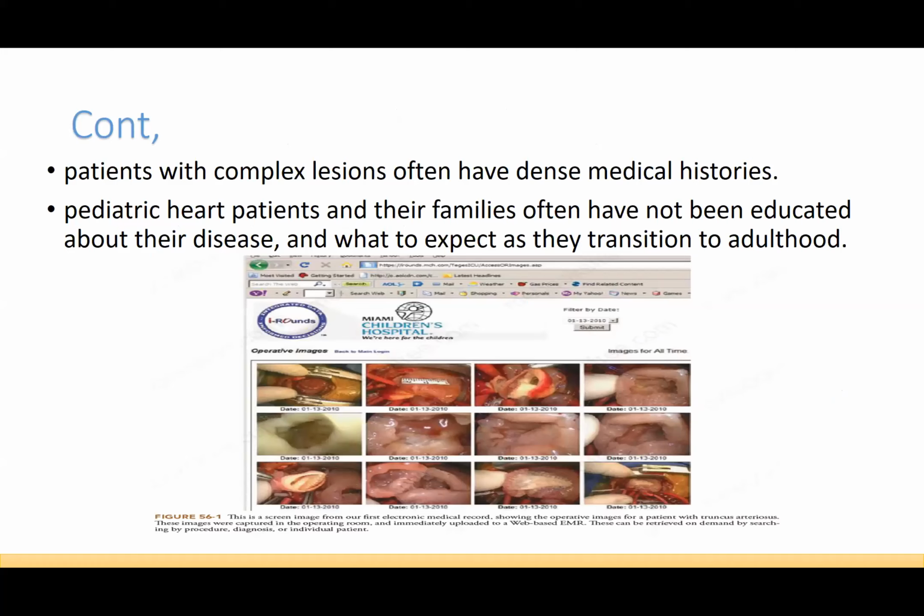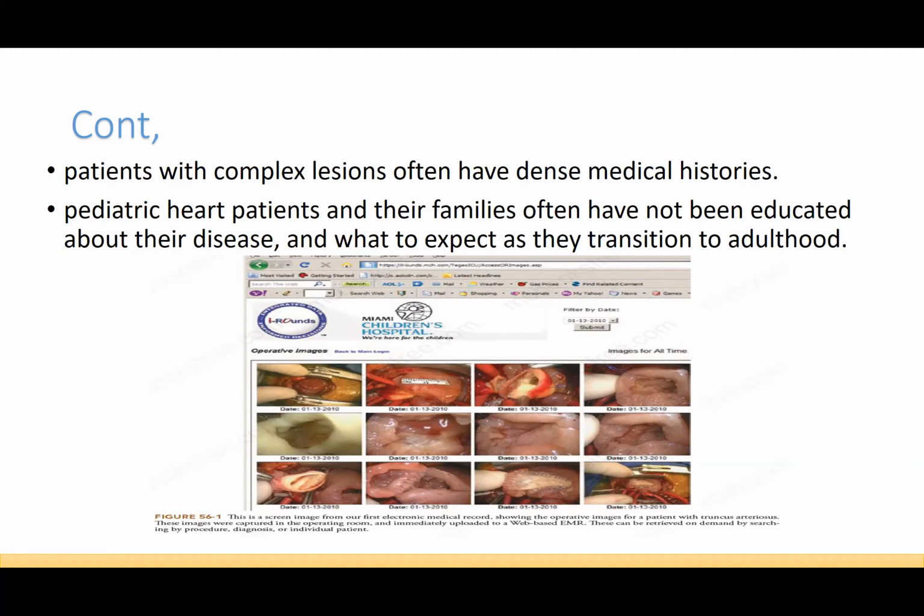So patients with complex lesions often have dense medical histories since they are children, with most of them having congenital anomalies. So the medical history is the main component for those patients, the patient's education, the family, and what is the expected transition to adulthood. Mainly those patients will come with a lot of surgical history, a lot of operations, and most of them will come as a redo.